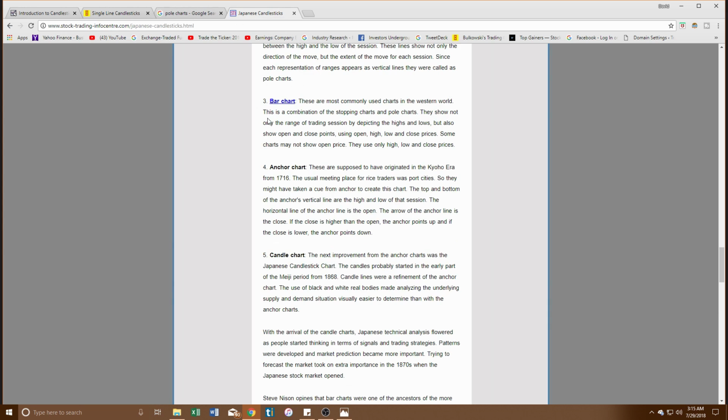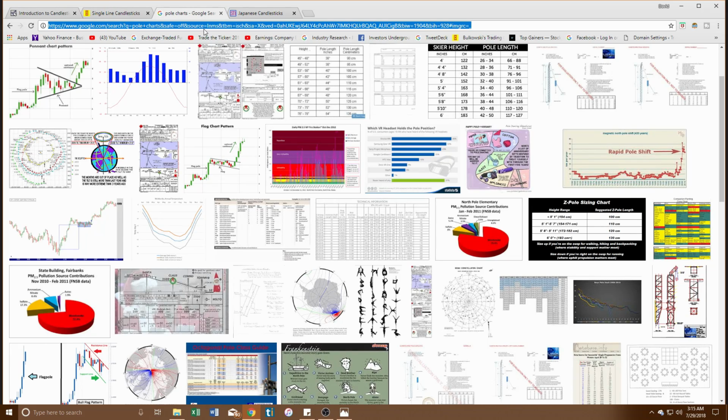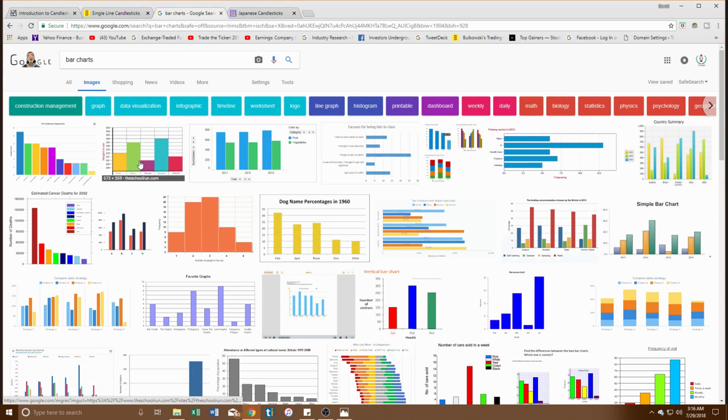This one. Number 3, bar charts. These are the most commonly used charts in the Western world. This is a combination of the stopping charts and pole charts. They show not only the range of the trading session by depicting the highs and lows, but also show open and close points, using open, high, low, and close prices. Some charts may not show open price. They only use high, low, and close prices. So bar charts. Again, these were bar charts right here.